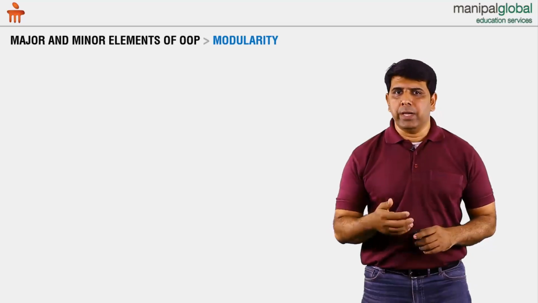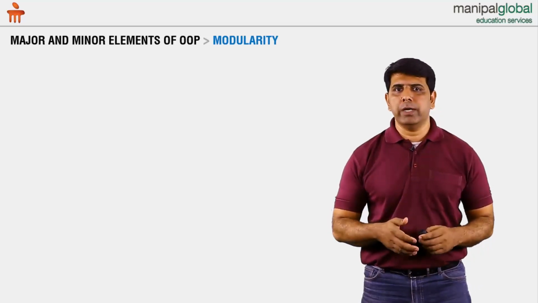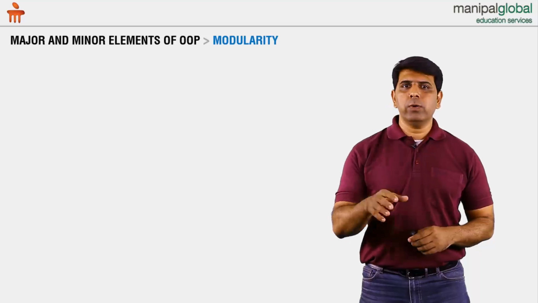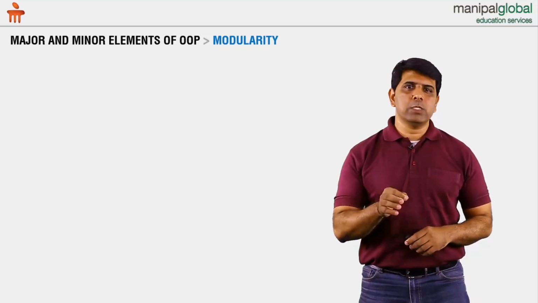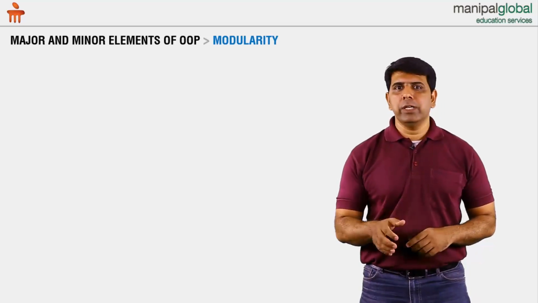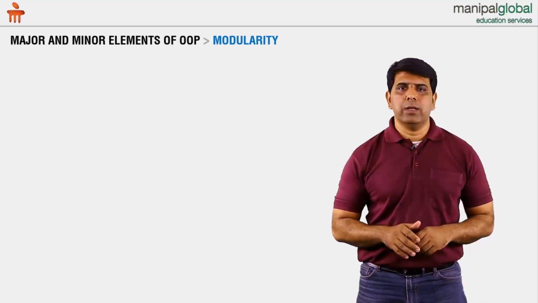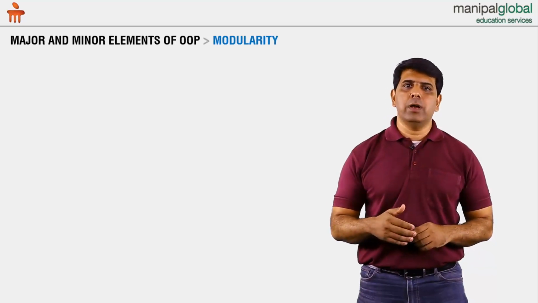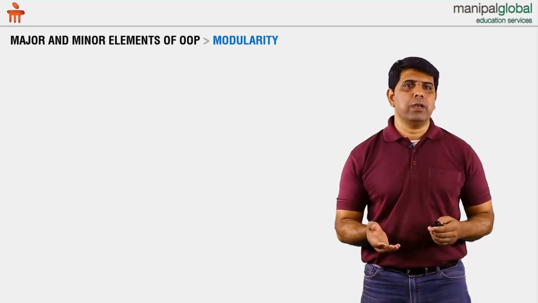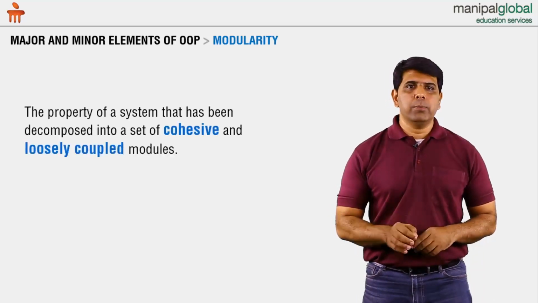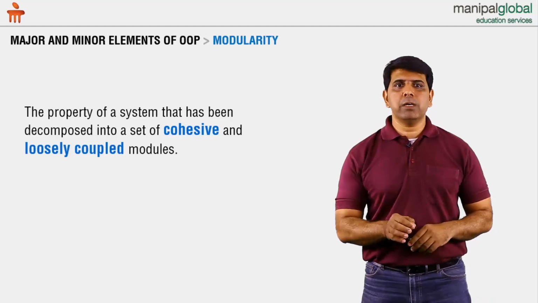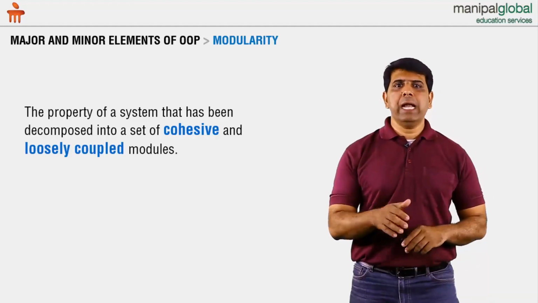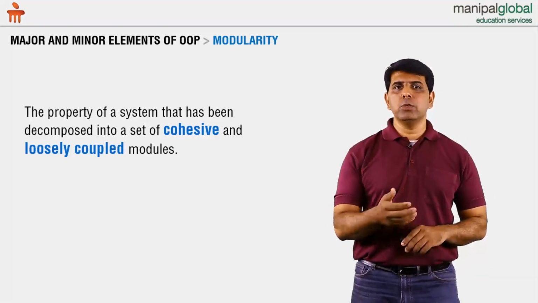The third major element is modularity. As you start developing applications, they grow bigger and bigger and bigger. We want to modularize that. We want to make it smaller, and the way you do it is to divide that into smaller modules. The smaller the module, the easier it is for maintenance and error handling. Now it is the property of a system that has been decomposed into a set of cohesive and loosely coupled modules. What do you mean by loosely coupled?